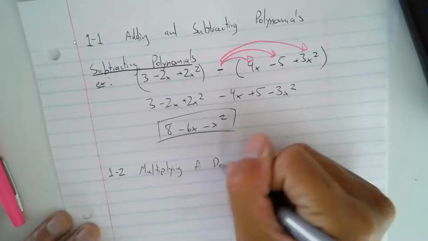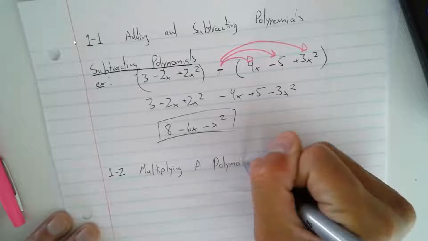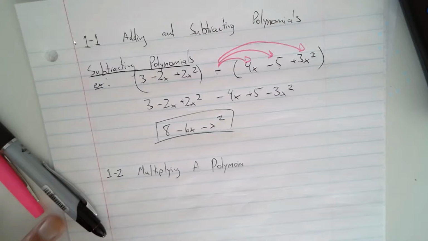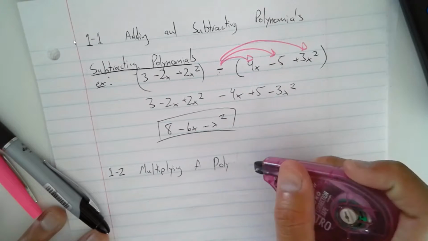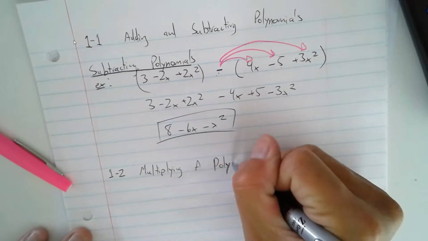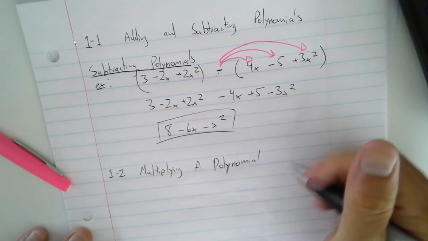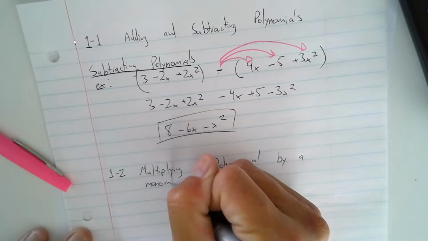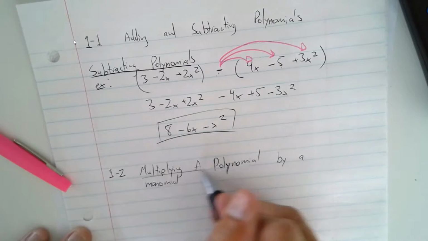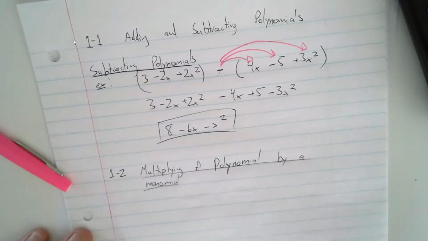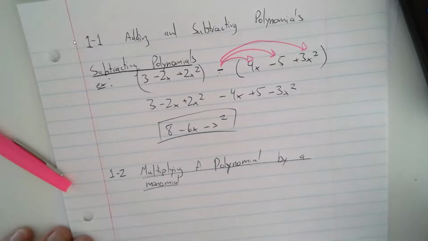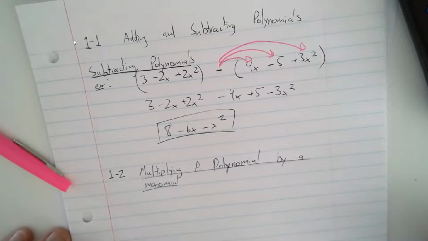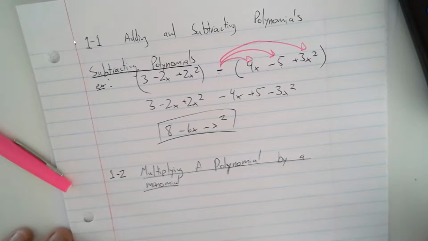Multiplying a polynomial by a monomial. So think about what that means. Imagine what that looks like. You're multiplying a large polynomial by a singular monomial. So think about it in your head. A monomial is how many terms? 1 times a polynomial. What is that going to look like?